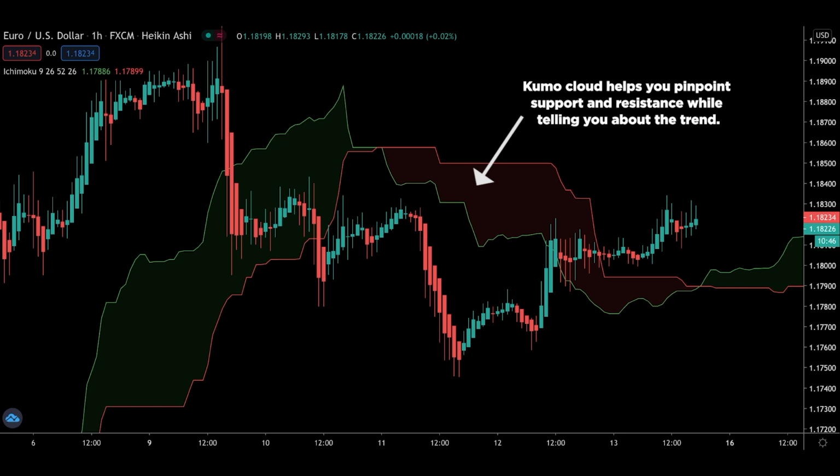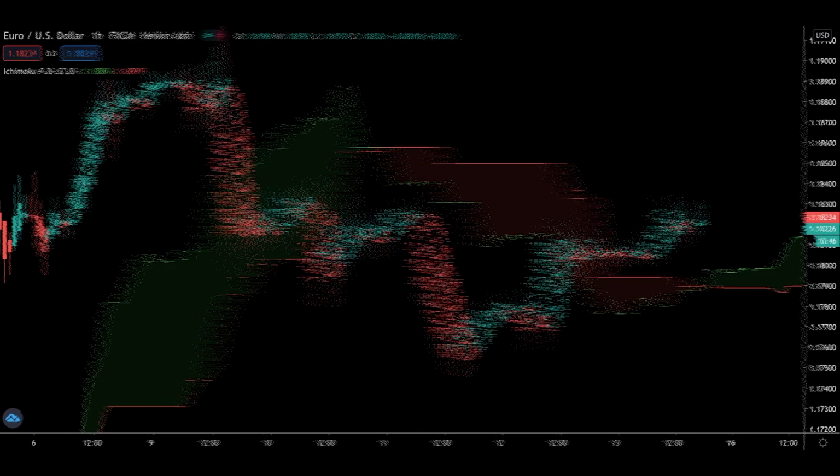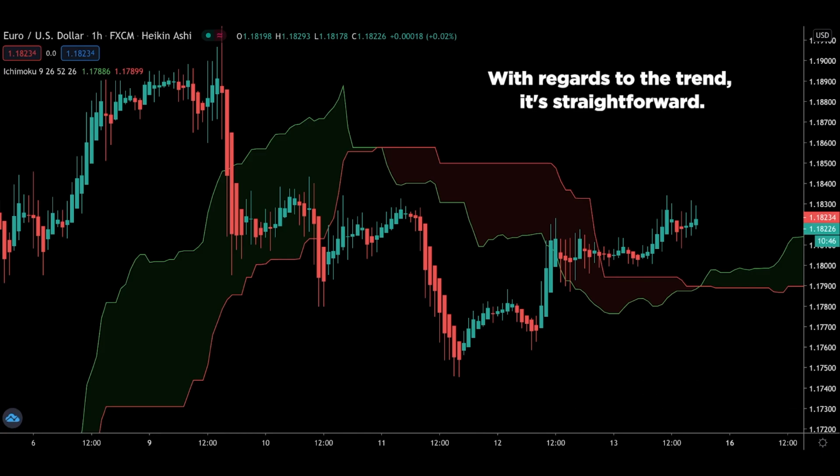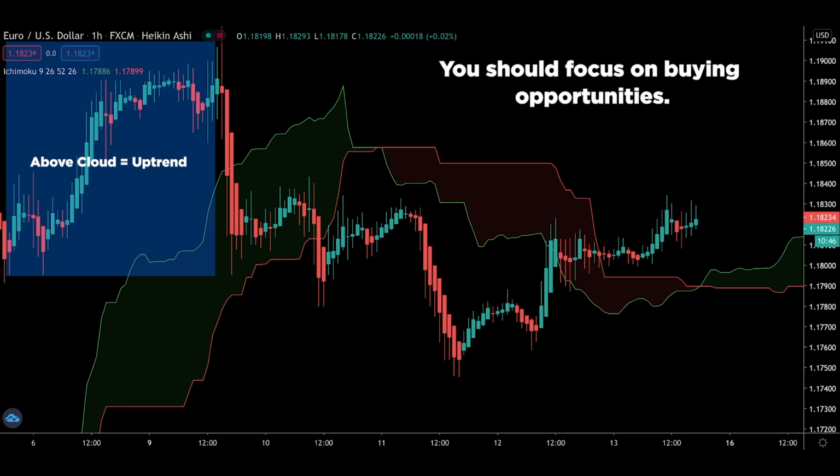The Kumo cloud is used to help you pinpoint support and resistance while telling you about the trend. The thicker the cloud, the stronger the level it is. If you see a thin cloud, that's a sign that the level isn't that strong. With regards to the trend, it's straightforward. If the price is above the Kumo cloud, it is a sign that the price is in an uptrend and you should focus on buying opportunities.